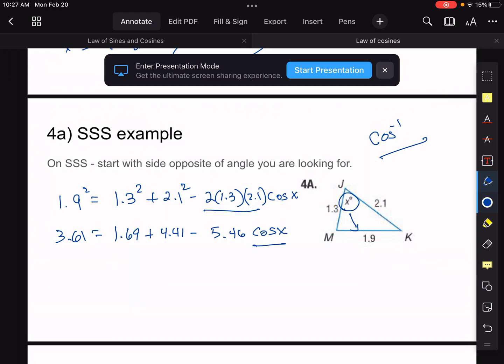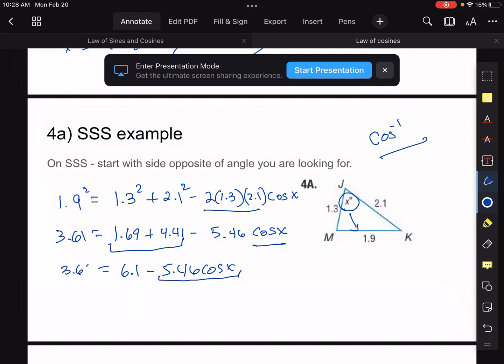Okay, the goal here is to get x by itself, right? So let's simplify this the best we can. We can do some combination here, but be careful with the rest of it. If I combine those two things, 1.69 plus 4.41, I get 6.1 minus 5.46 cosine of x. Now, this is all acting as one piece, so don't try to subtract 5.46 from 6.1, all right? Make sure you save that, because that's all being multiplied. You got to be really careful there. That's all attached, so don't try to combine those.